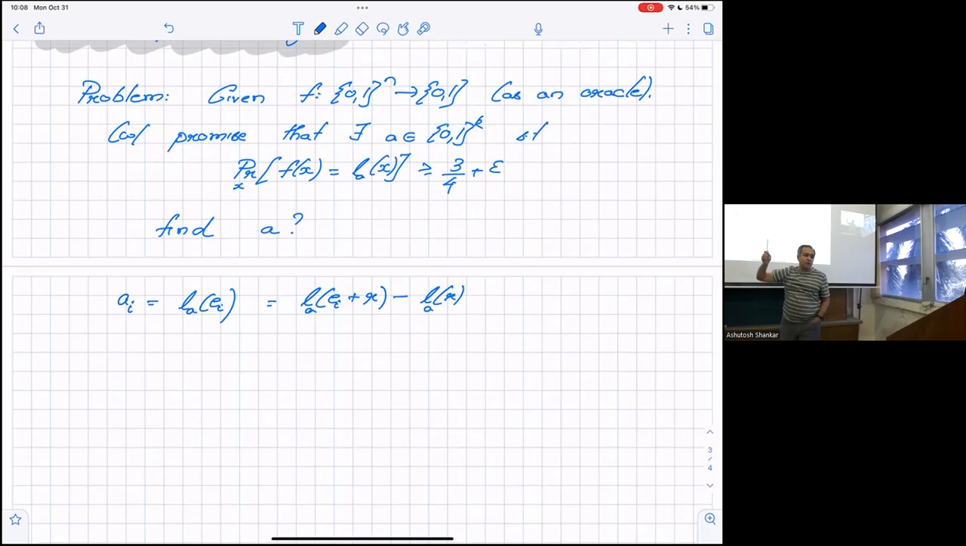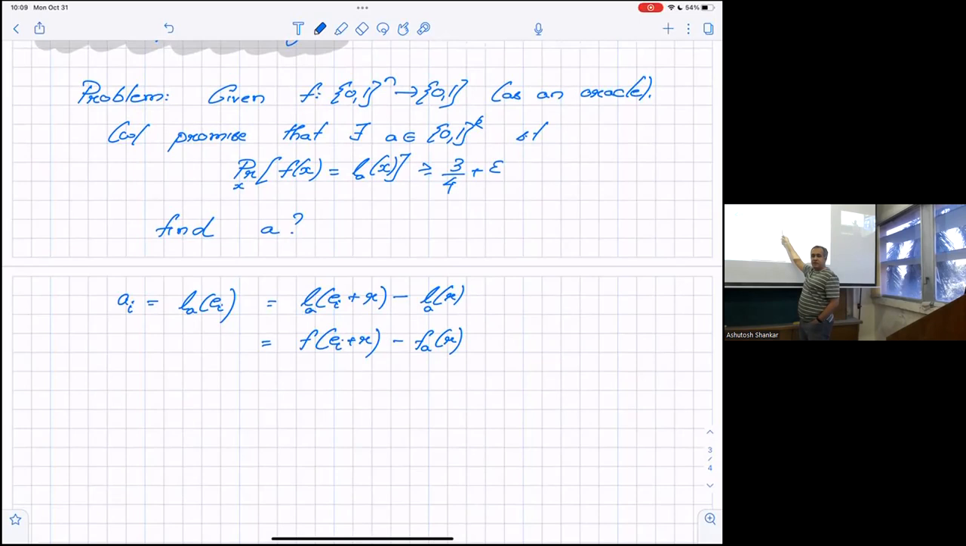So instead of reading L of EI plus R, I could have read F of it. You know that this is going to be correct. If I read this, it is going to be correct 3/4 plus epsilon fraction of the time. How much will this be correct? This is also a random location. It's also correct 3/4 plus epsilon fraction of the time. Therefore, 1/4 minus epsilon is the error over here, and 1/4 minus epsilon is another error over here.